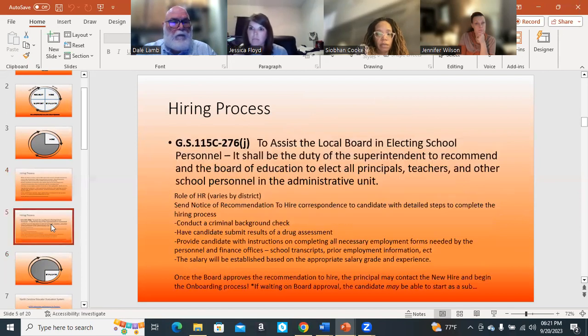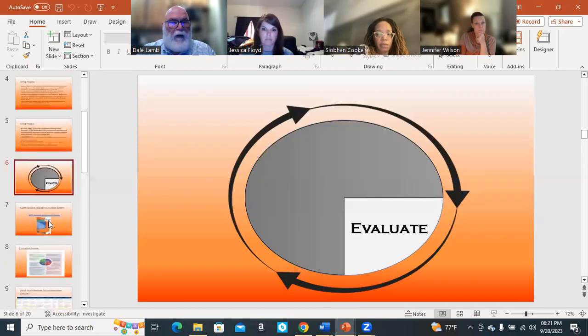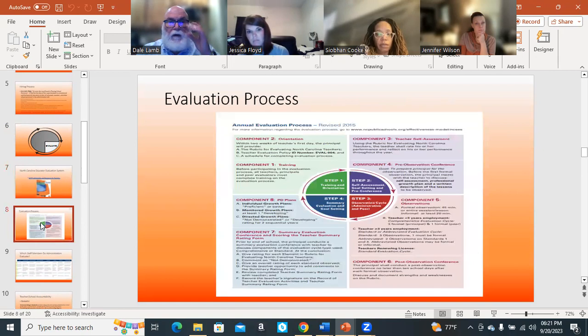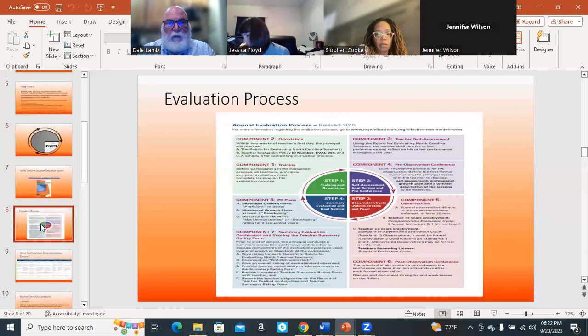to this. Hiring, evaluate. Again, there's your NESIS manual right there, education and values system. Here is the annual evaluation process that I just talked about. Again, it's due process. You start with training. Before participating in evaluation, all teachers and principals must complete the training. Again, it's required that you be certified to do observation, and then you go through this entire system. And so there it is.